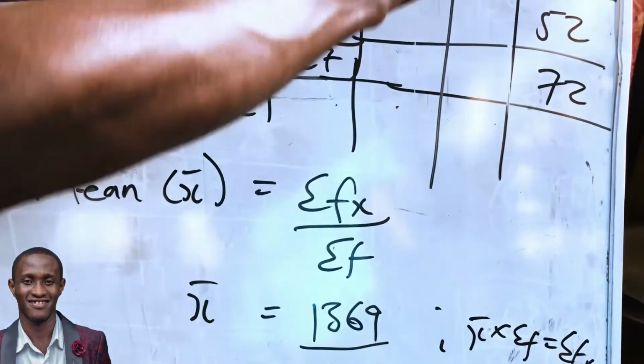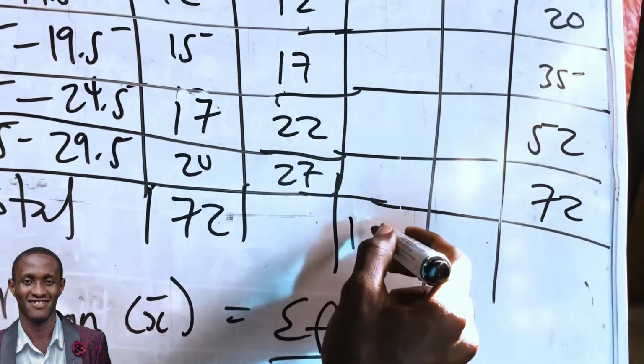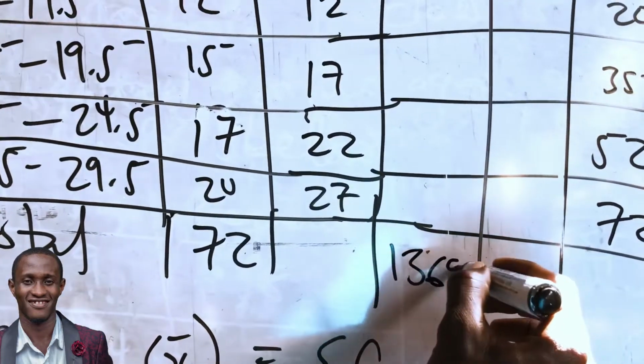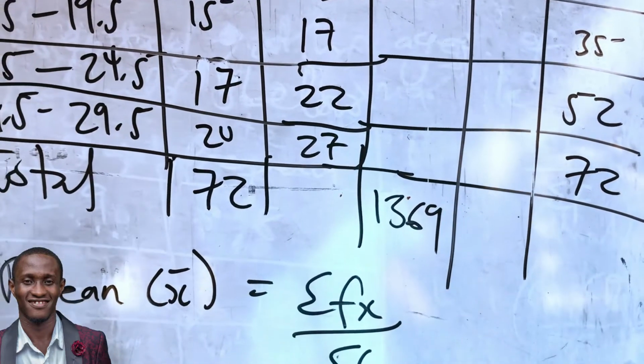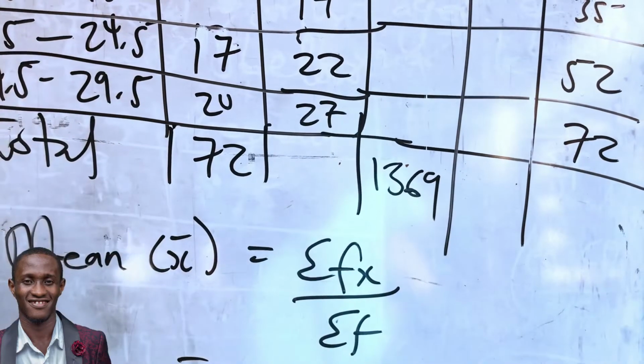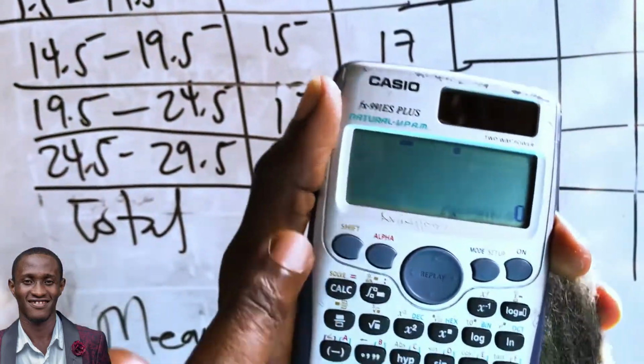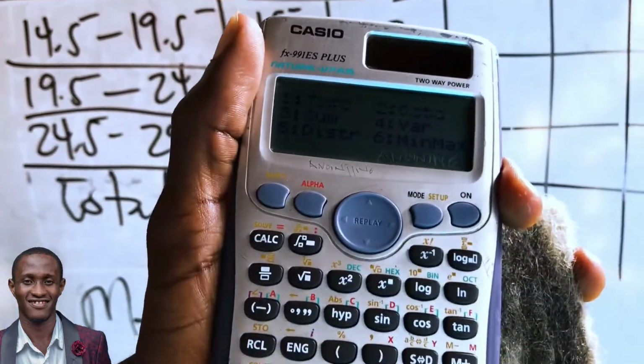It means that the values here, when I sum them, I'll get 1369. I've left this part. We will solve it later. Okay. So we are done with the mean part. Then we can go to the standard deviation. So I'll go to on, then shift 1, 4.